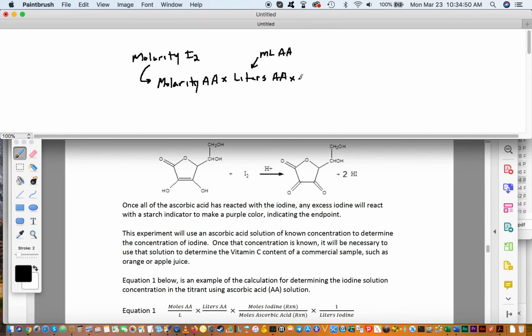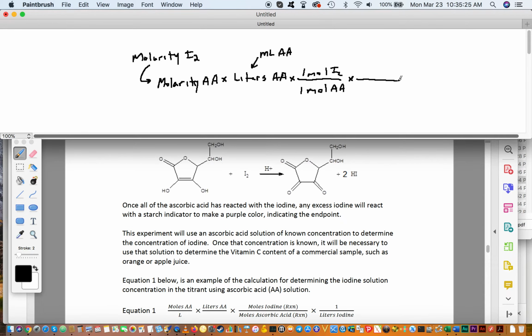And then that's multiplied by the mole ratio. So it's going to be 1 mole of I2 for every 1 mole of ascorbic acid. Now I'll show you where I'm getting that from. I'm getting it from here, from the reaction. This is ascorbic acid that I'm pointing to right here. This is iodine that I'm pointing to right here. As you can see, it's a 1-to-1 mole ratio because this is a balanced reaction right here.